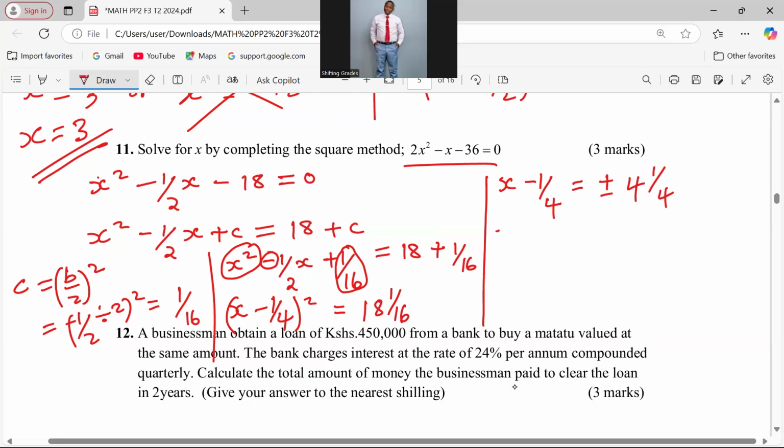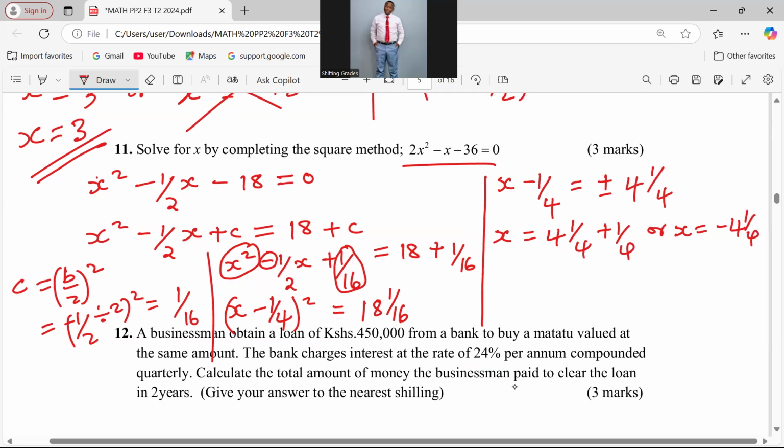So can we get the value of x by taking 4 and a quarter plus a quarter, or x becoming negative 4 and a quarter? Let me express it in a clean way.